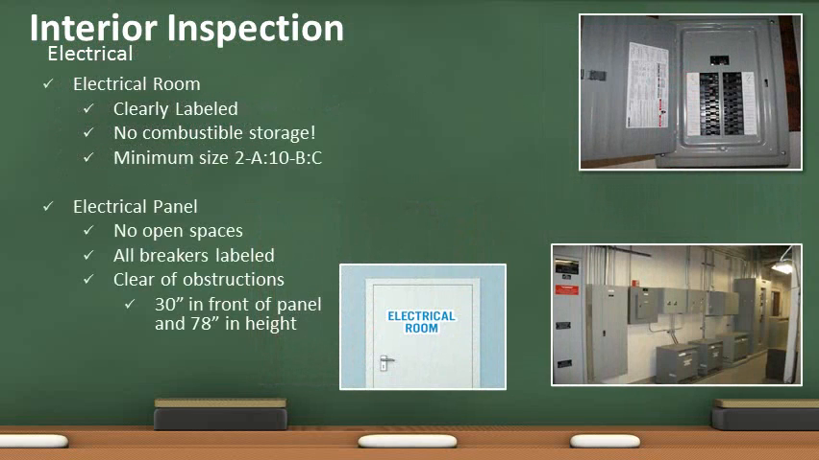Electrical rooms and panels must be free of combustibles. All breakers must be labeled either by labeling each switch or completing the panel schedule. All open spaces are required to have approved blanks or covers.